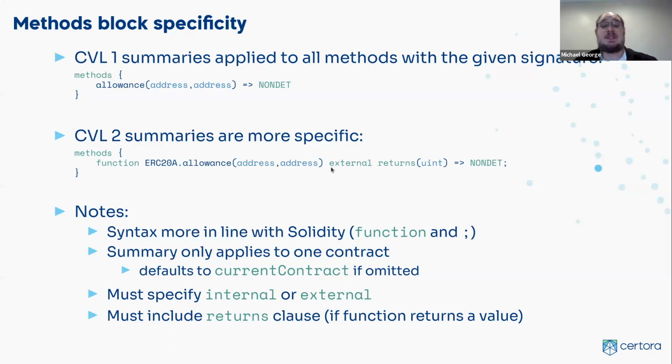So every methods block entry has to be either marked internal or external. I'll talk in a future slide about what to do with public and private methods as well. The other change here: in CVL1, the returns clause is optional. In CVL2, it's mandatory. So if you don't write a returns clause, that means that you're expecting the function to not return anything, and you'll get an error if it actually does return something. So that just gives you a little bit more checking to make sure you got the methods right. Okay.